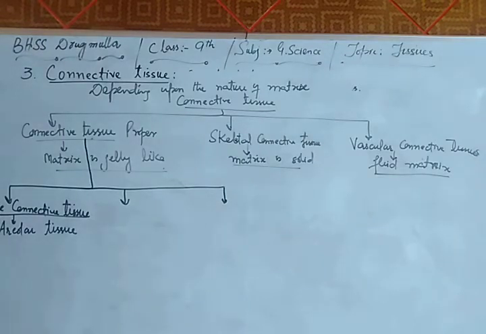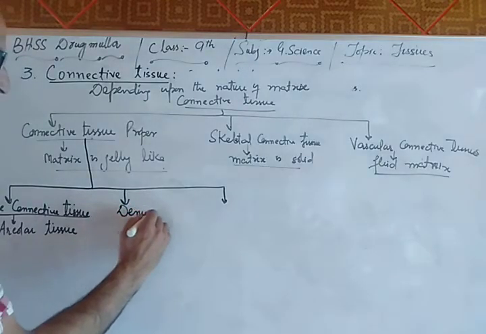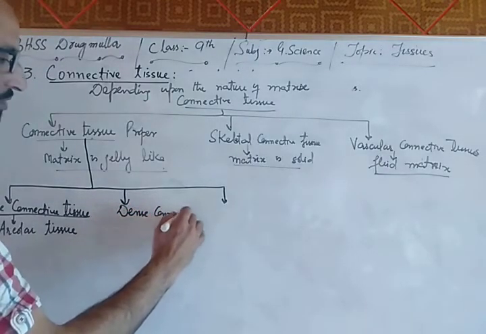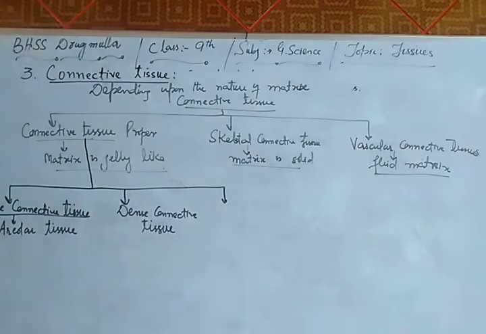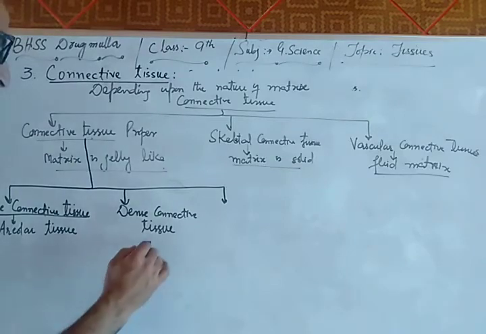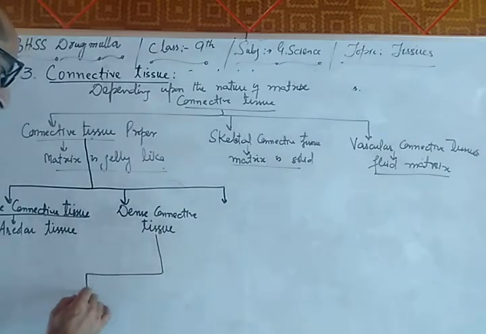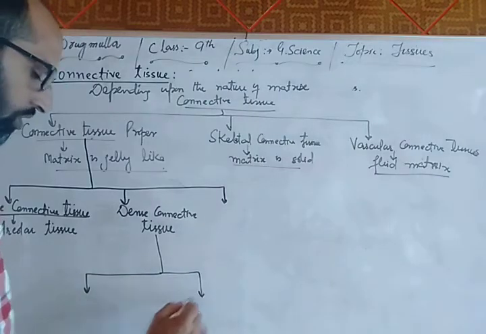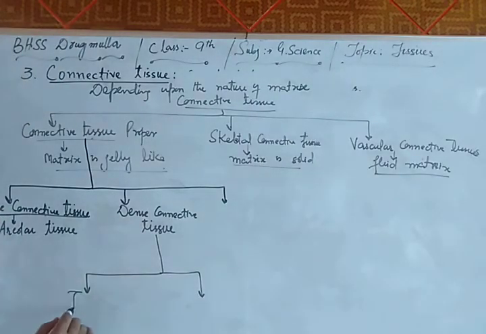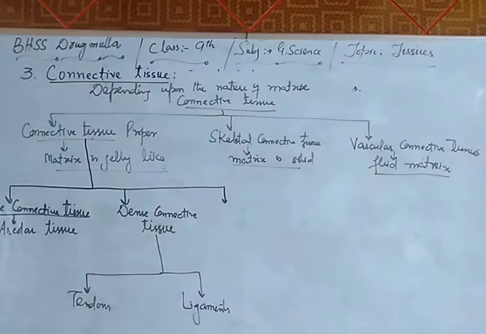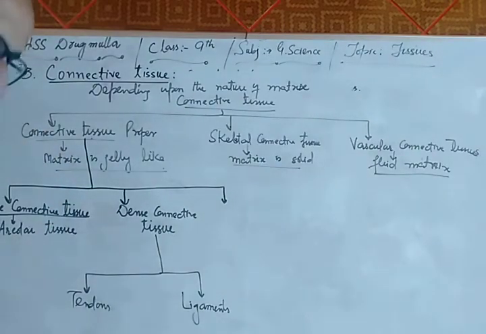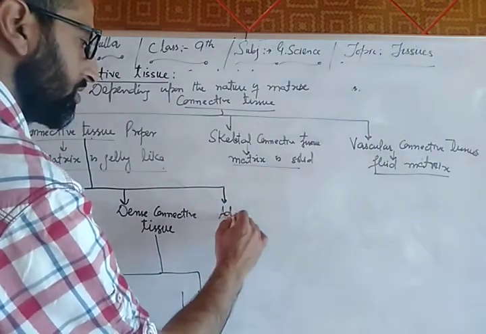Then we have the next one, that is the dense connective tissue. This dense connective tissue is further of two types that we call first tendons, next is ligaments, and third connective tissue proper is that we call the adipose tissue.